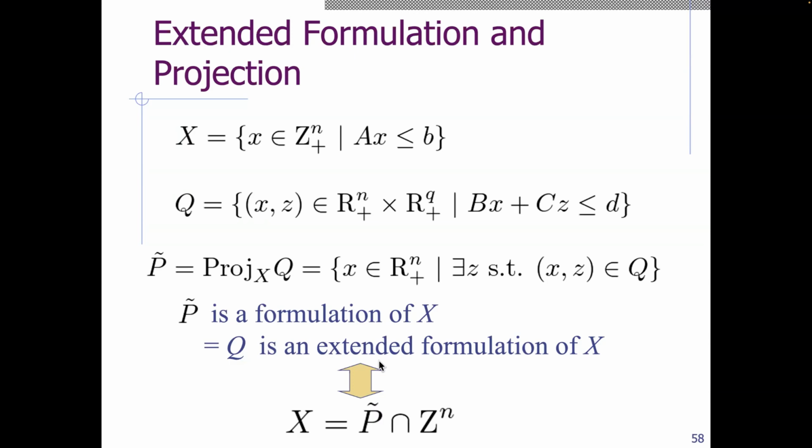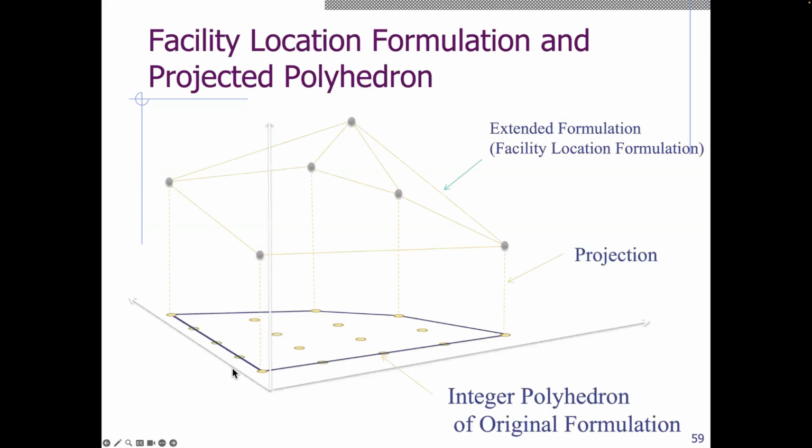In this case, Q is called an extended formulation of x. This figure shows the concept of the projection of the facility location formulation. The original space is here, on the floor. Then we extend the space into three-dimensional space and derive an extended formulation. The above polyhedron or polytope is an extended formulation. If we project this polyhedron on the original space, we get an integer polyhedra.